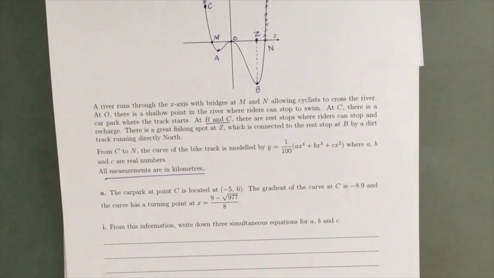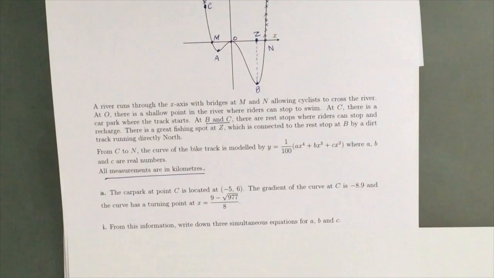What we've got here is question A. The car park at point C is located at -5, 6. The gradient of the curve at C is -8.9, and the curve has a turning point at x equals 9, take root 977 over 8. From this information, write down 3 simultaneous equations for a, b, and c. Cool. So basically what we've got to do is use these 3 pieces of information to create simultaneous equations for a, b, and c. So let's start by writing down the original equation.